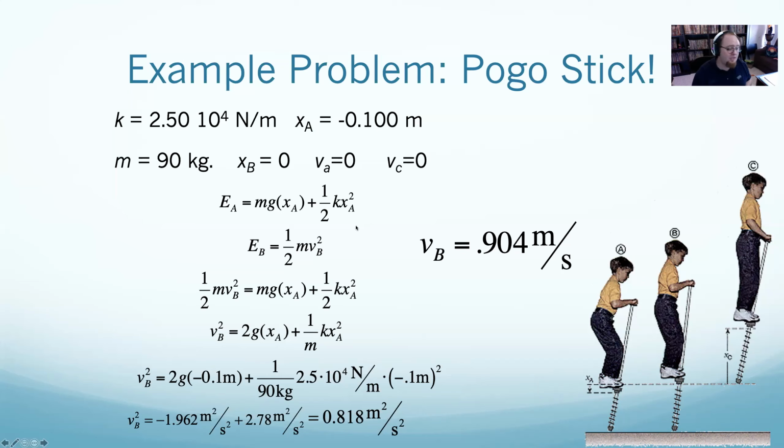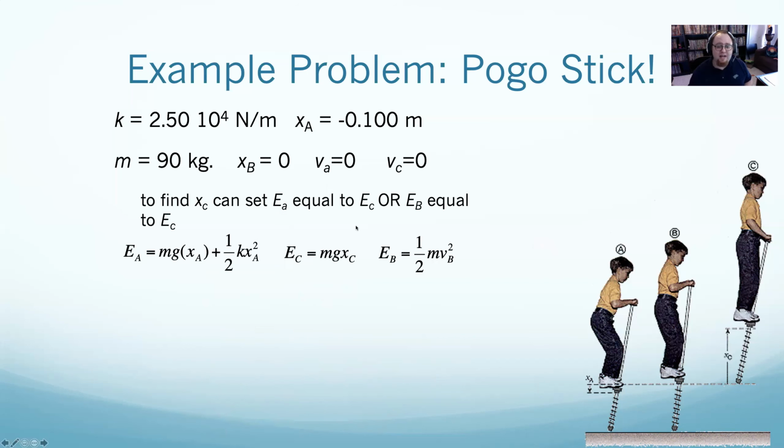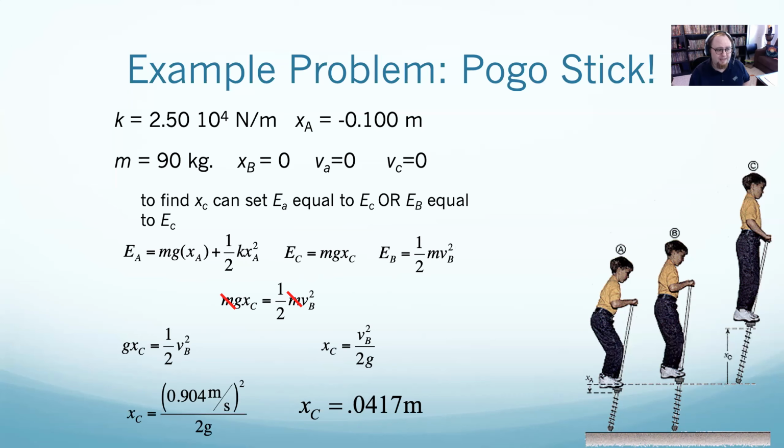Now I also asked for the height at C. If I want the height at C, well, I now know everything in A and B. So if I want the height at C, I'm going to set the energy at C equal to either the energy at A or the energy at B. Now, looking at these, I'm going to set C equal to B because A looks complicated. There's a lot in A, and B has only one term. So out of pure laziness and nothing else, I'm going to say my energy at B equals my energy at C. I can divide both sides by m, then divide both sides by g, and find how high I get. Well, if I plug in some numbers, I get the height.